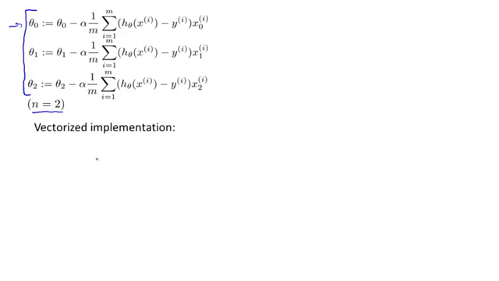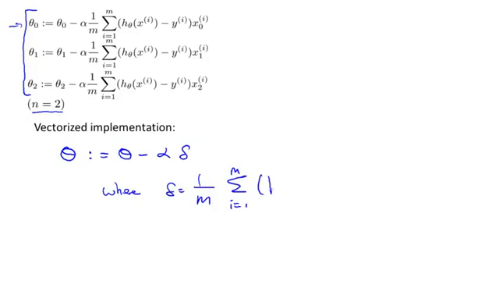Here's the idea. I'm going to think of theta as a vector, and I'm going to update theta as theta minus alpha times some other vector delta, where delta is going to be equal to 1 over m sum from i equals 1 through m, and then this term over on the right. Okay, so let me explain what's going on here.